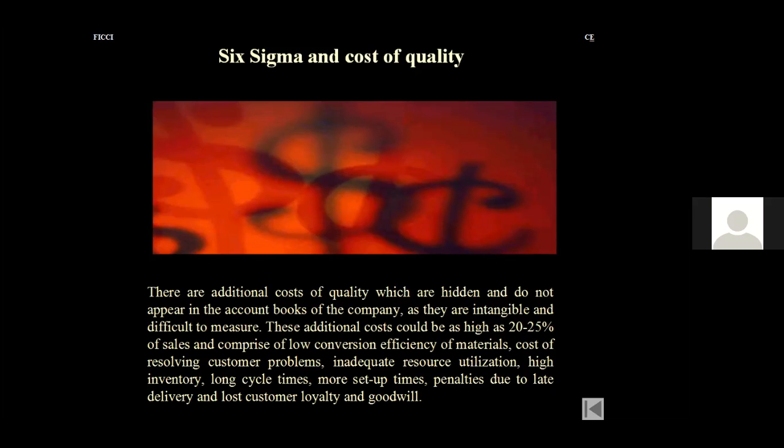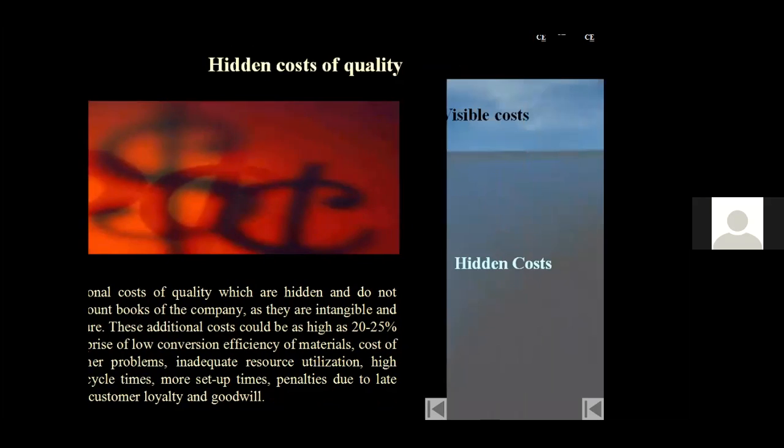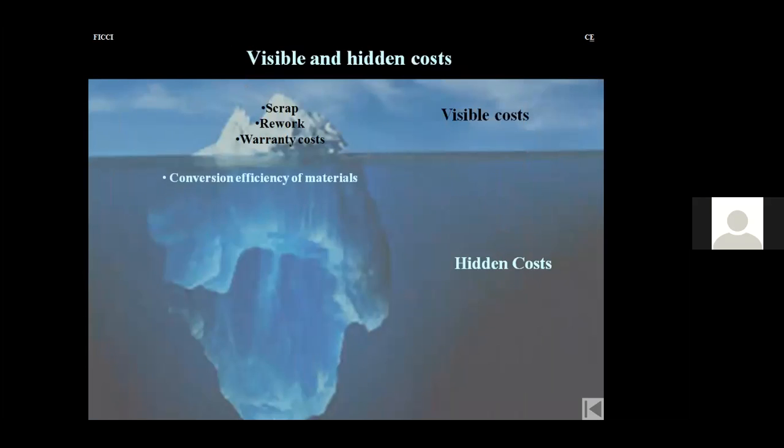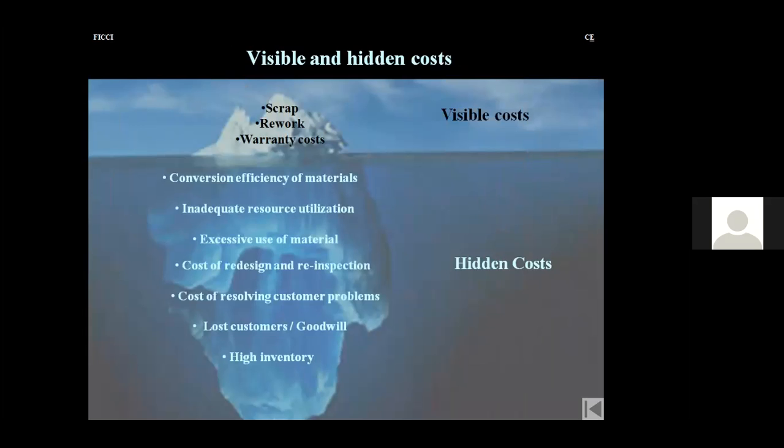And normally we have seen that quality costs, additional costs, are around 20 to 25% of the sales. And when we work on Sigma level, they can be brought down to around 5%. So if we see the visible costs, the cost of quality: quality visible costs are scrap, rework, and warranty costs.